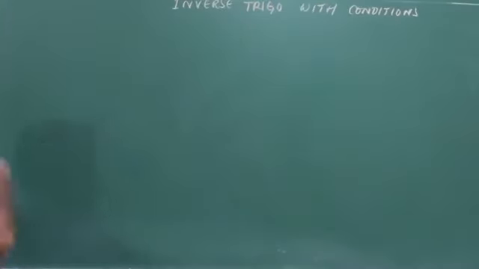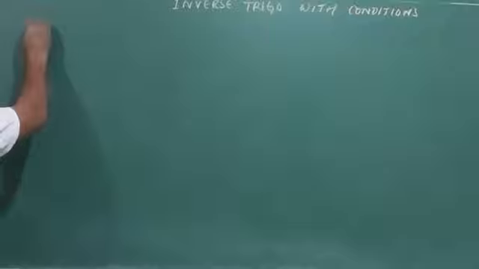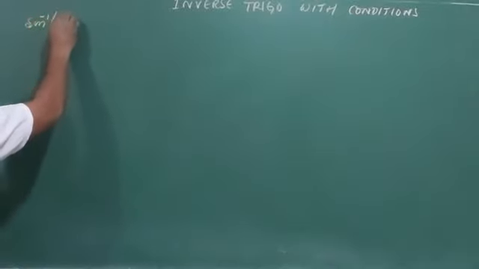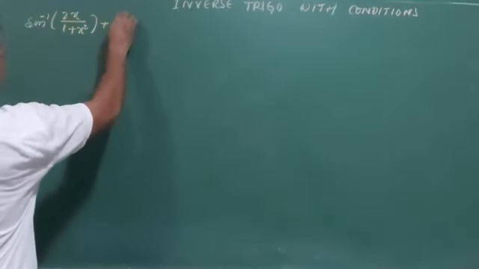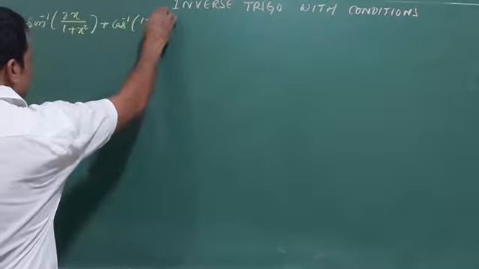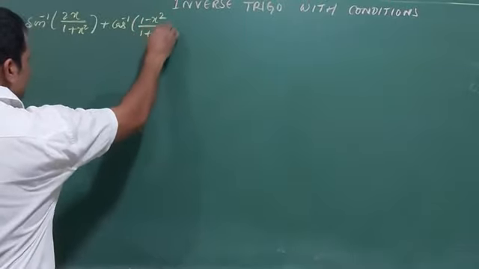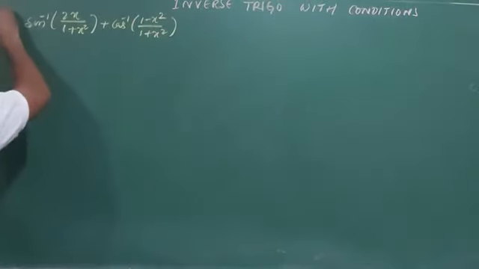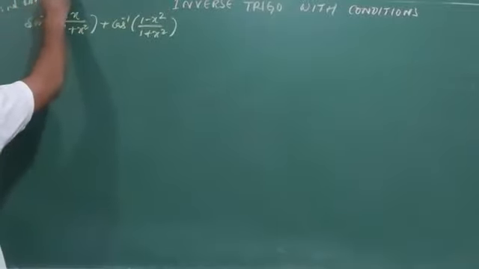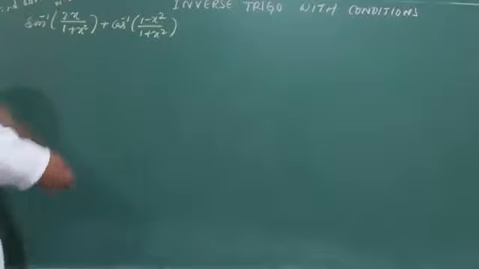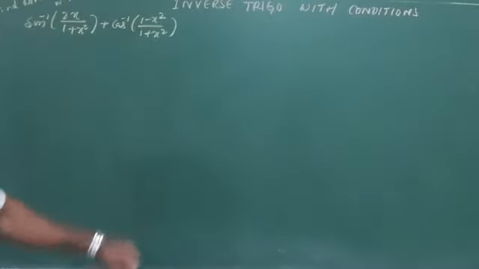Suppose I get a question: find the derivative of sin inverse 2x by 1 plus x square plus cos inverse 1 minus x square by 1 plus x square, find the derivative with respect to x. So if there is no condition given in it, if no conditions are provided to us, then what will I do here?